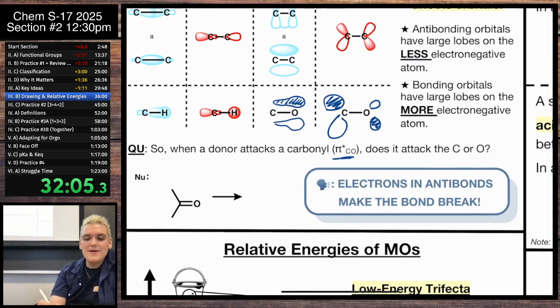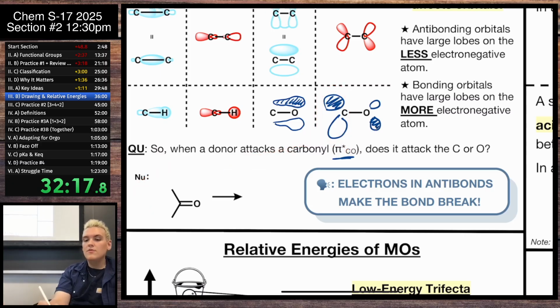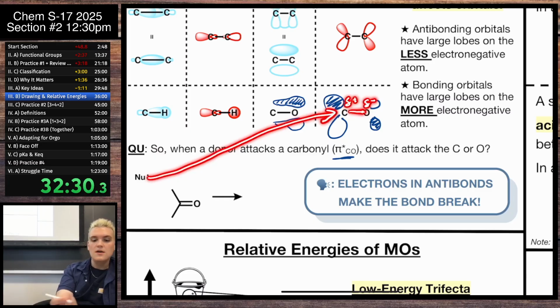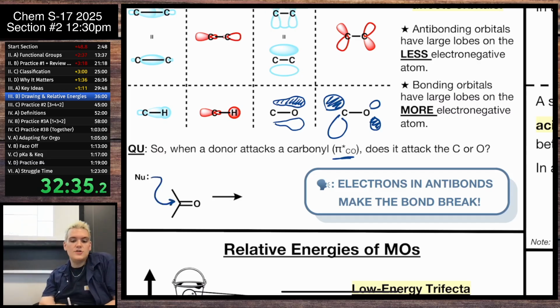So here, if we are trying to put electrons in our anti-bonding orbital, it's just simply bigger on the carbon. So there's a bigger target to hit on the carbon side than the oxygen side. And then also think about bond polarity, partial positive, partial negative. Carbon's going to be partial what? Partial positive. And oxygen's going to be partial negative. So if you're coming in with electrons, you're going to go towards that positive charge. For both those reasons, if we had a lone pair donor trying to put electrons into a pi star C-O, it would attack the carbon.